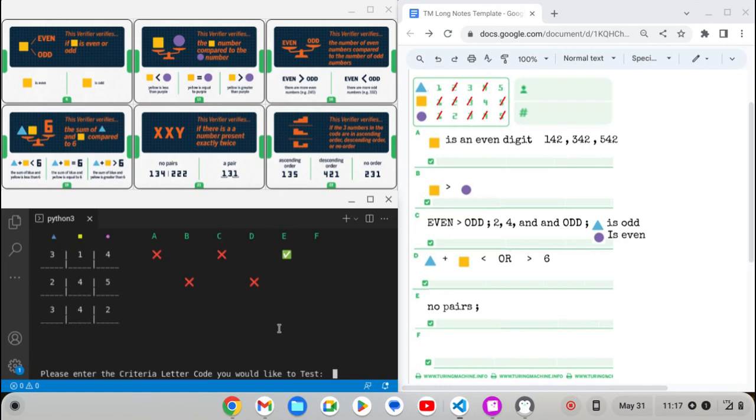All right. So now I'm going to test. I'm going to test the sum. So I'm going to test criteria card D again and see what we get. Okay, so it does approve of the sum being greater. So that means we know it can't be 1, 4, 2.